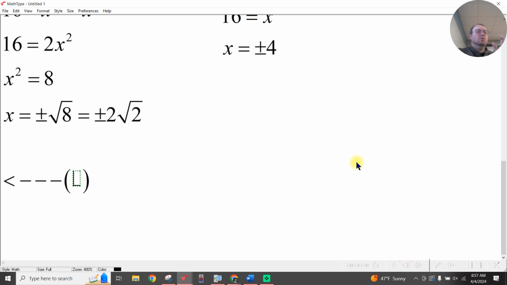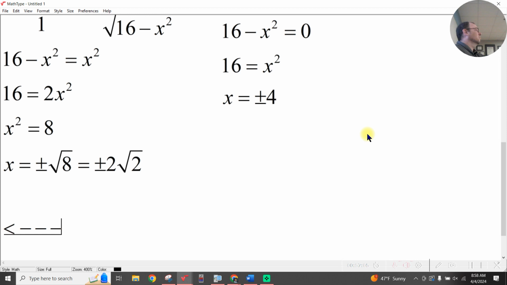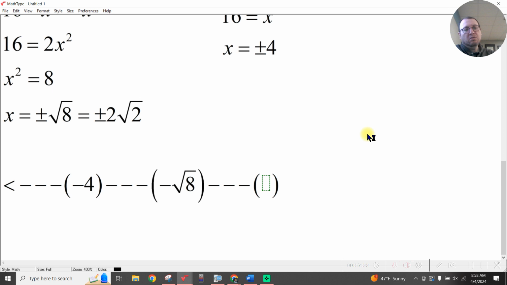All right, square root of 8. I need to know whether I'm going to put negative 4 first or negative square root of 8 first. Just for fun, how much is the square root of 8, roughly? Square root of 8 is really close to square root of 9. Square root of 9 is 3, right? Again, you can use a calculator, but that lets me know that square root of 8 is about 3. So I need to put negative 4 first, then negative square root of 8, then positive square root of 8, then positive 4.